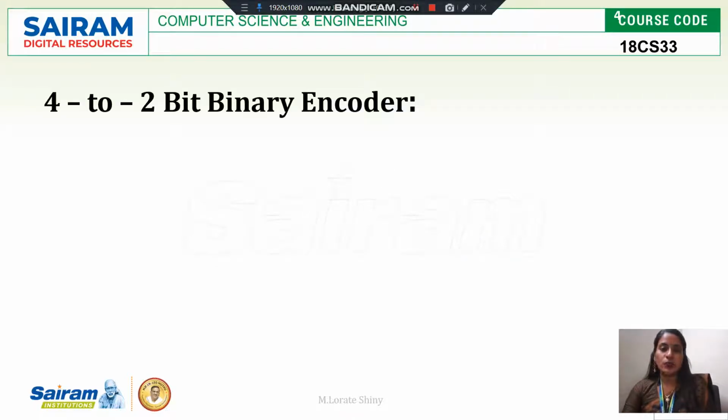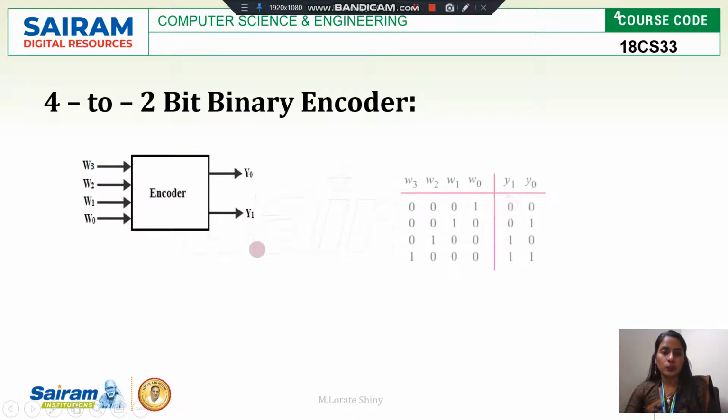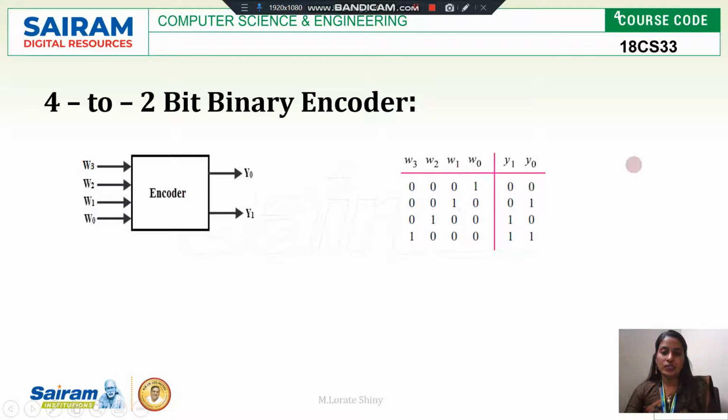First one is the 4 to 2 binary encoder. So 4 data inputs and 2 outputs. The 2 outputs give the binary coded form of the inputs. The block diagram: 4 inputs are taken as W0, W1, W2, W3. The outputs are Y0 and Y1. Truth table: these are inputs, these are outputs.